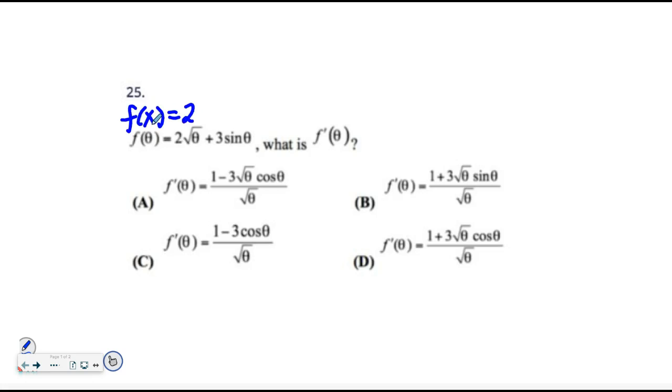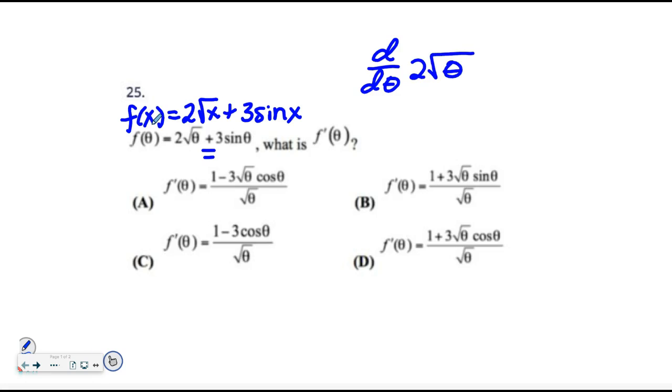But this is exactly the same procedurally as doing this. The name of the variable doesn't affect the process. So when we do the derivative of a sum, you can do them differently. If you were to write it out the long way, you're actually taking the derivative with respect to theta of the square root of theta plus the derivative with respect to theta of 3 sine theta. Now, I don't require you to write that out. You can just know that you can break sums and differences apart.